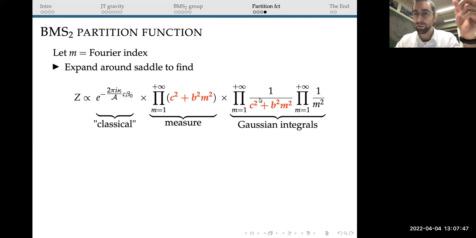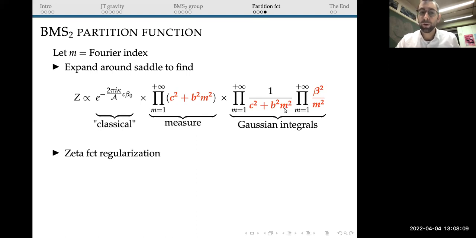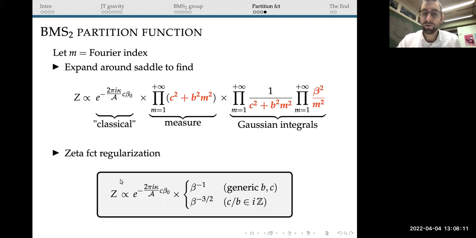And so that's where we see that the complexification plays an important role. But for generic values of C and B, these two just cancel out. And I should also mention that if I had explicitly used Matsubara frequencies, I would have a factor of beta squared here in this second infinite product. And so then if I zeta function regulate the whole expression, the partition function that we find at the end happens to have this classical term times a power of beta here on the right-hand side.